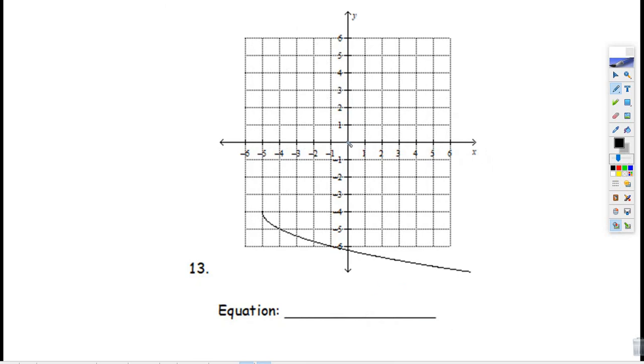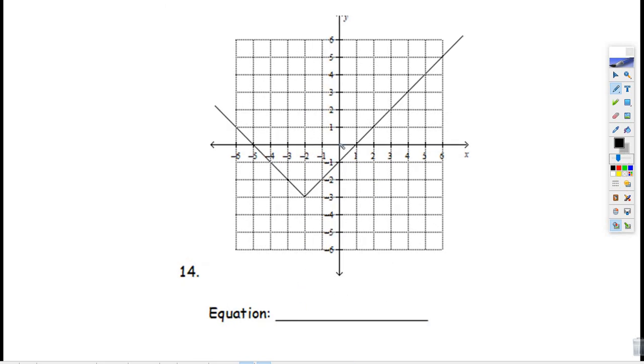Number 13, again, I know that this parent graph looks something like that. So I know it's been flipped, so that negative has to go out front. Square root, left and right goes inside. So it went left 5, so remember left 5, inside is opposite. Plus 5, and then down 4 is a minus 4 on the outside.